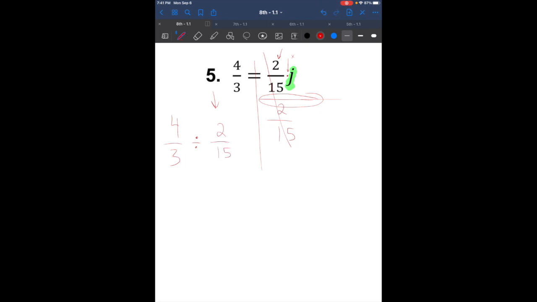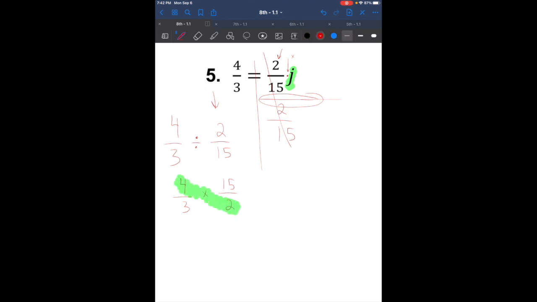Well, ladies and gentlemen, let's remind ourselves, how do we divide fractions? Well, you flip the second fraction, right, the reciprocal. So you have 4 over 3, and this turns into 15 over 2, and then the division sign turns into a multiplication. So all we got to do is multiply straight across. But ladies and gentlemen, we can simplify, right? We can simplify.